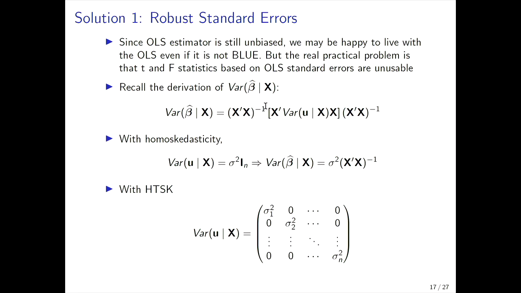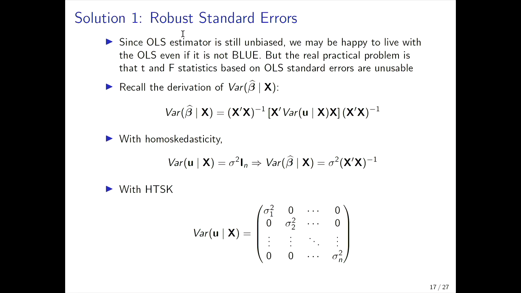The first solution uses White's heteroskedastic consistent standard errors. This is really the big contribution of White. The thing he's famous for is not White's test for heteroskedasticity. The thing that Hal White is famous for, and the reason he would have won the Nobel Prize if he had stayed alive long enough, is the introduction of something called White's heteroskedastic consistent standard errors.